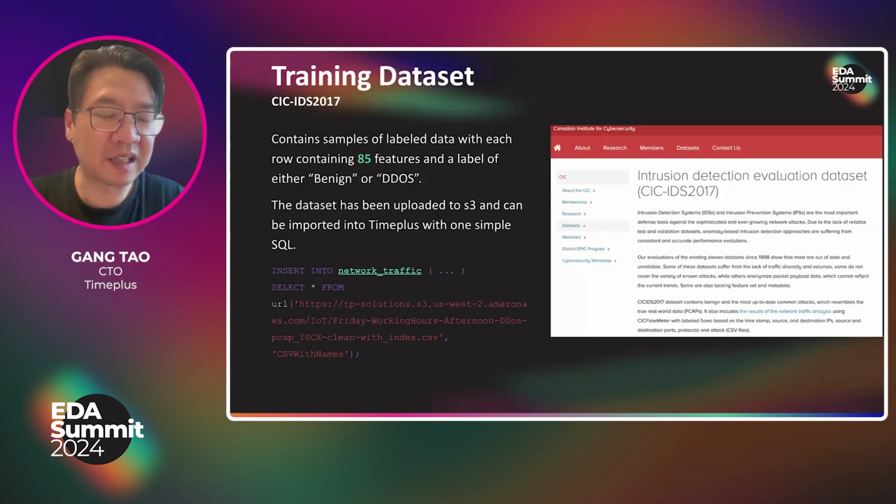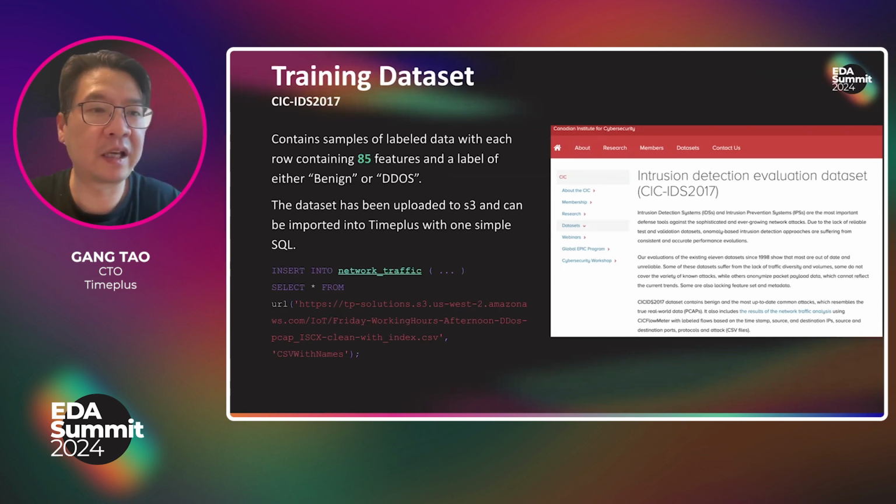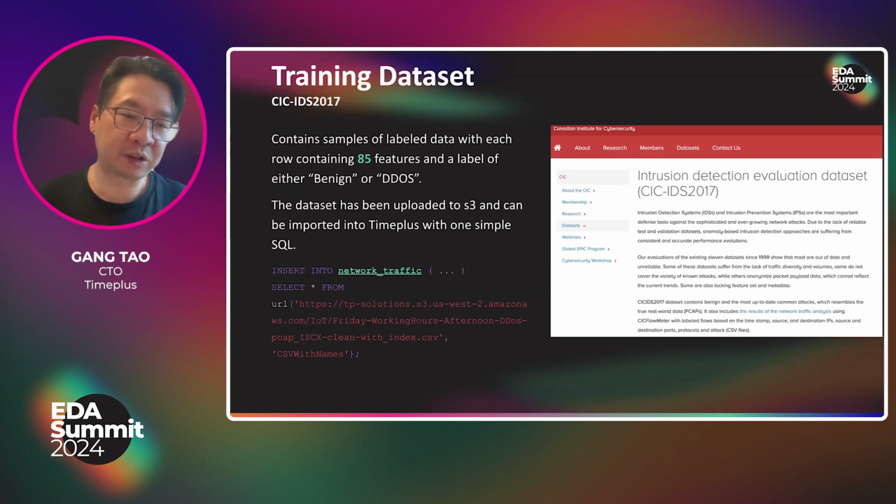So this is the data set I'm going to show you. This data set came from the IDS 2017. It contains about 85 features with a label of benign or DDoS. I've already uploaded this data set to S3, so the user can just run this SQL to insert the data. I'm going to do a quick demo of how this data looks.